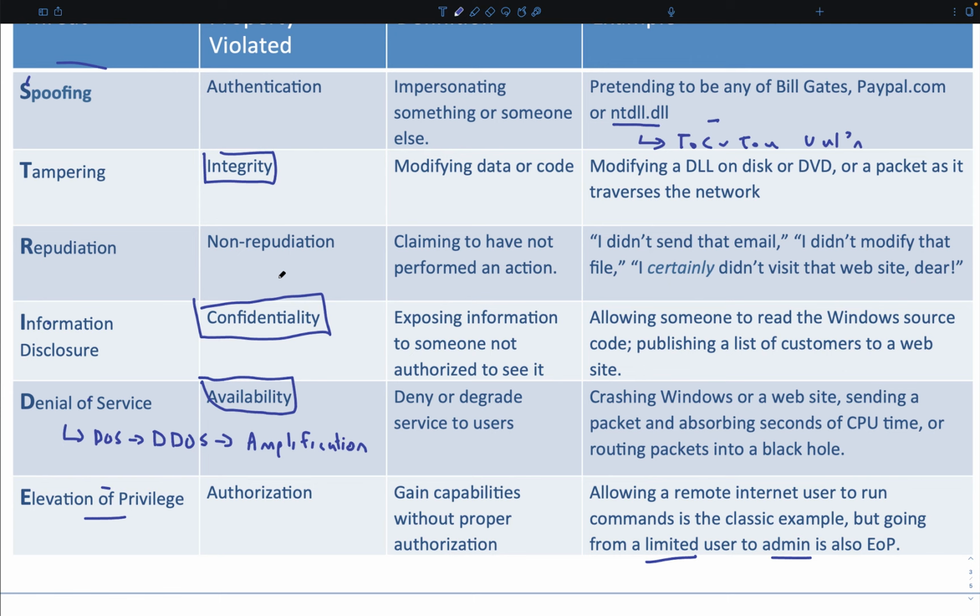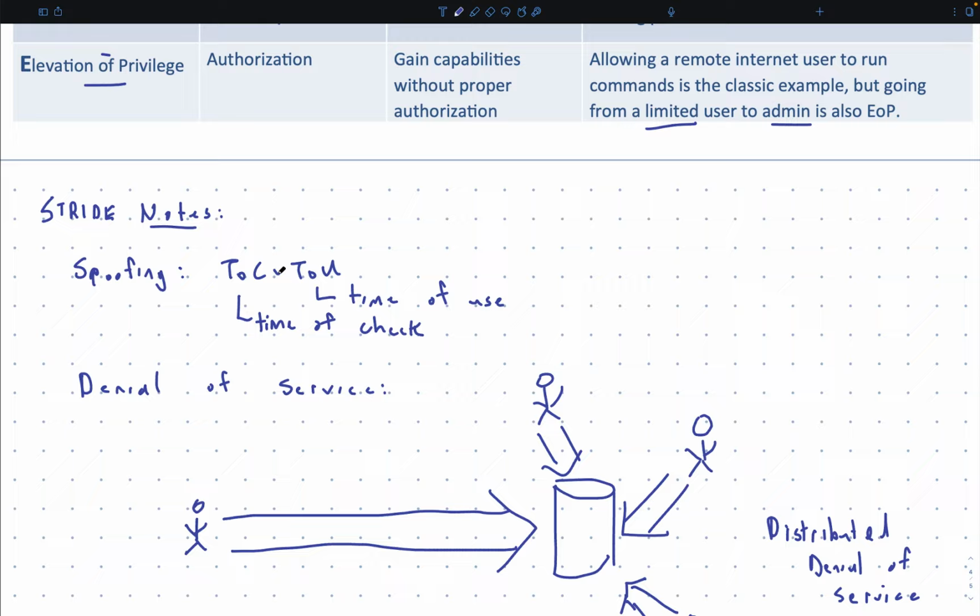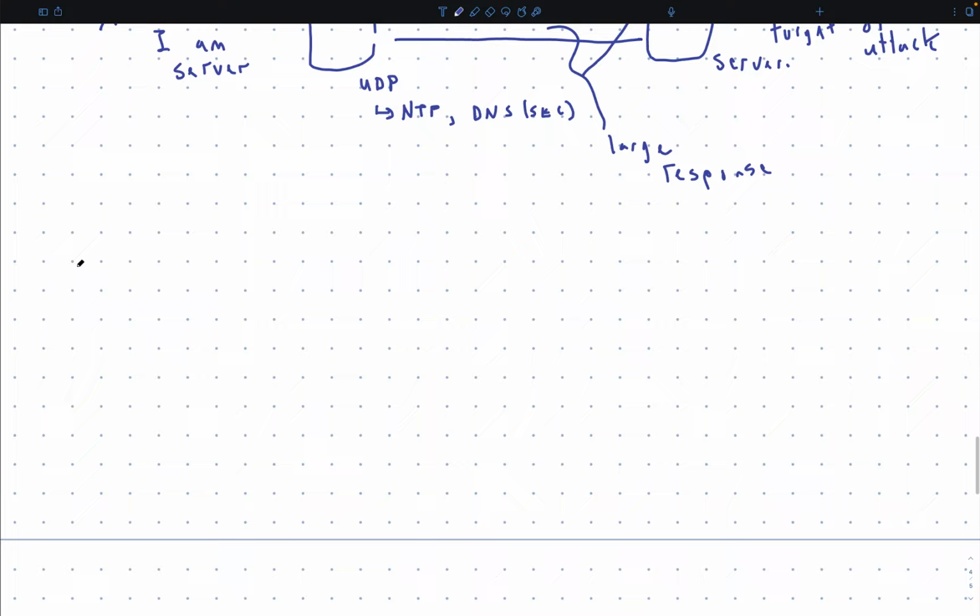Any questions about STRIDE? Okay, we won't run an example of STRIDE because it's kind of too simple, but anyways, it was just a place to start. Okay, the next one we'll look at is called evaluation frameworks. And this one we will run a small example through.